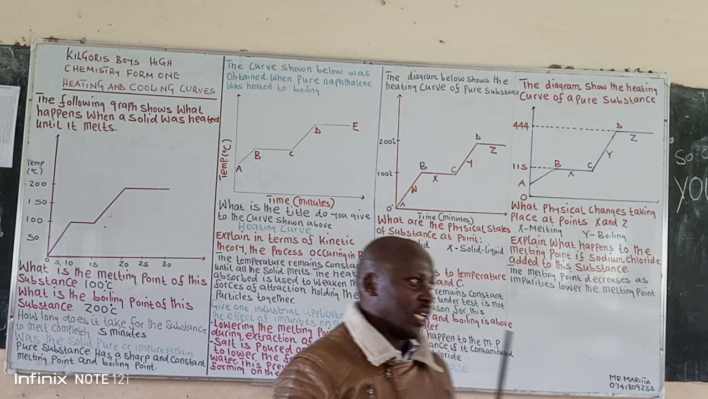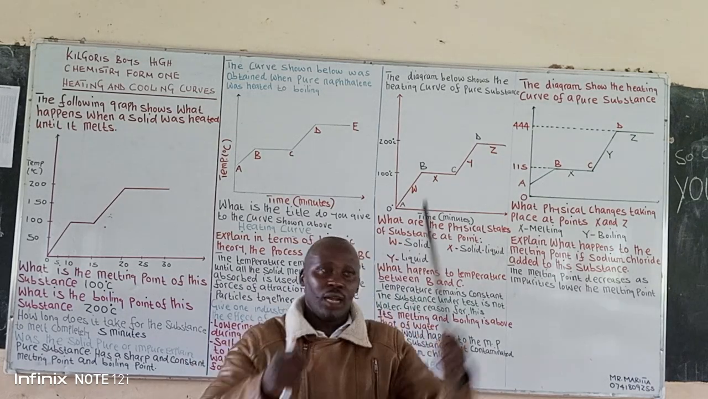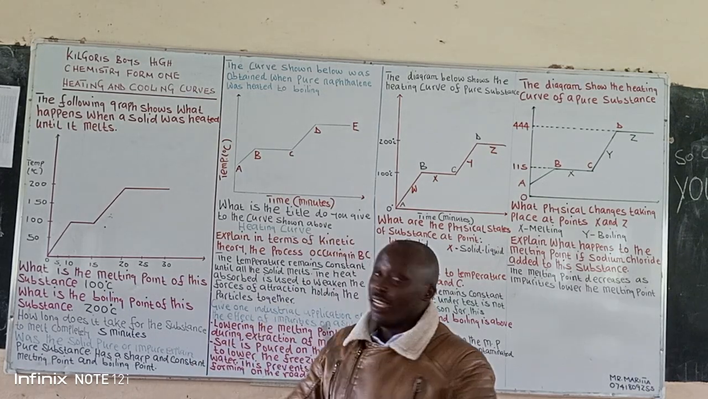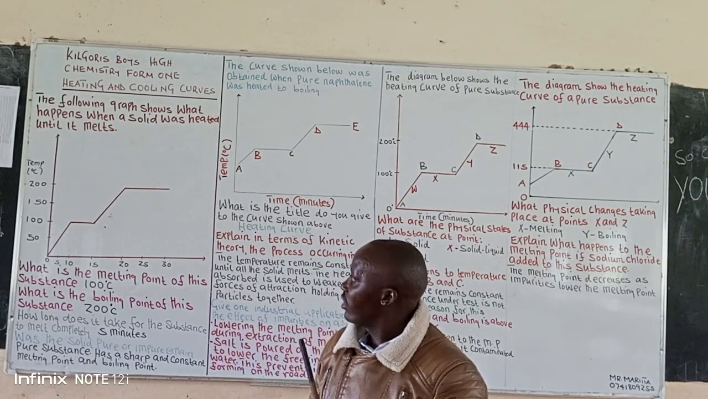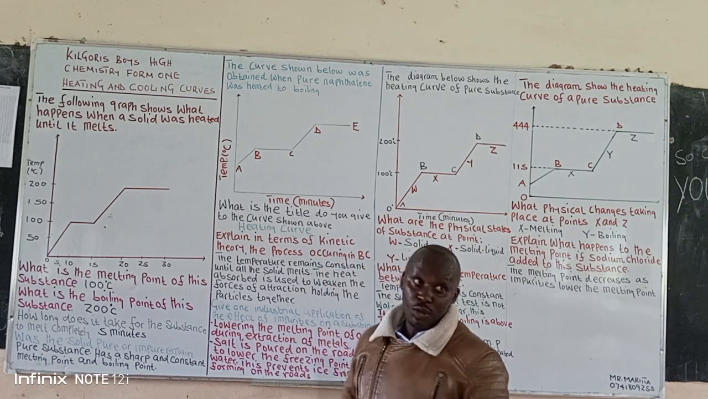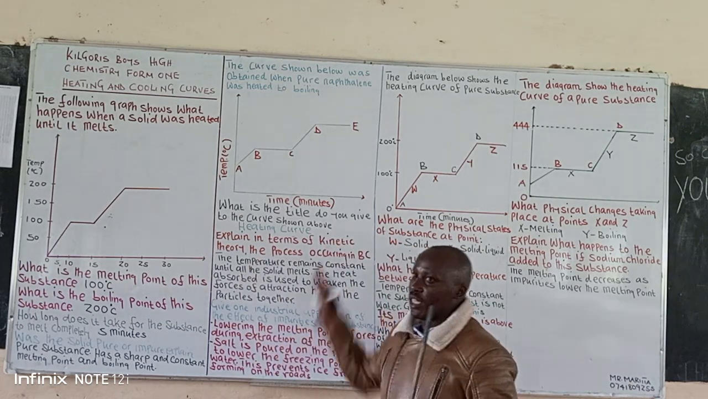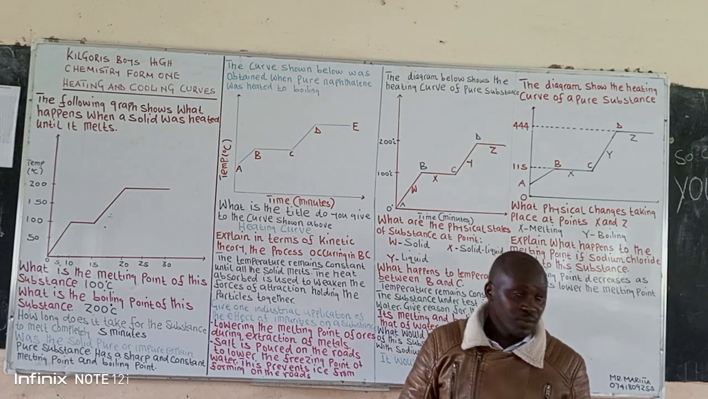Today we are looking at KCSE revision from Form One work, and our topic is the questions on heating and cooling curves. In heating and cooling curves, although in my diagram here I don't have the cooling curve, this one represents the heating curve of a substance.